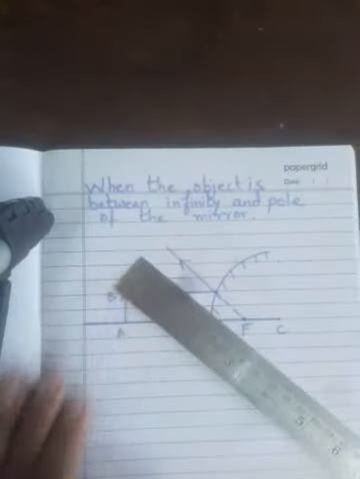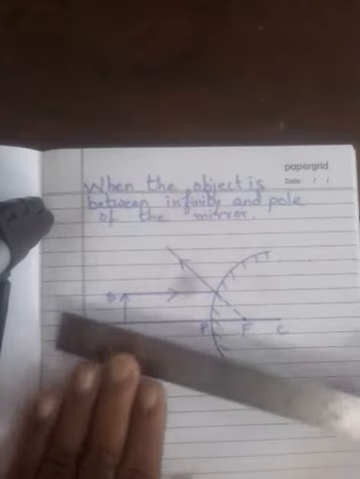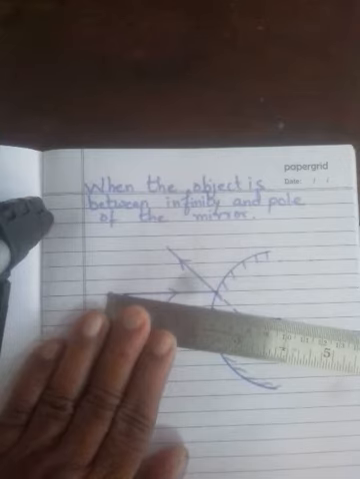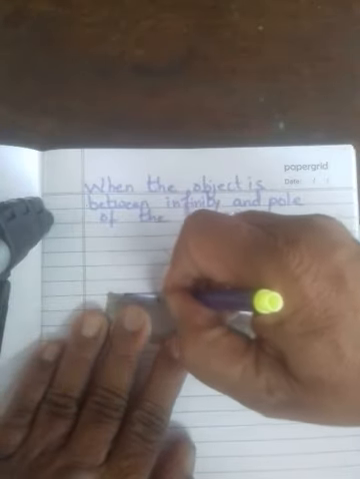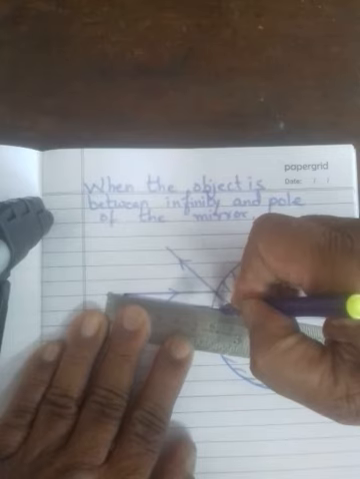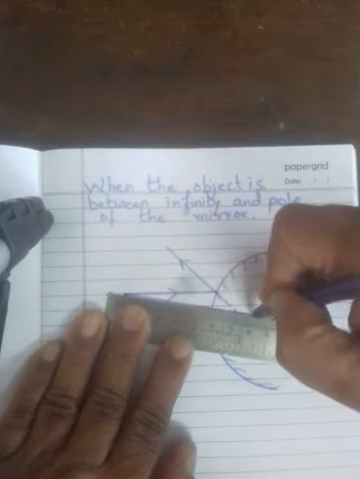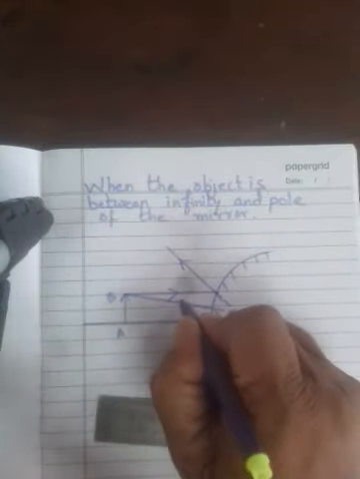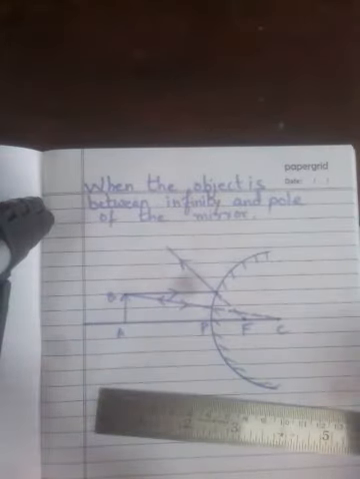It will get diverged from the focus. Now another ray of light you have to take, passing through the center of curvature, and the ray of light which is passing through the center of curvature will get reflected back along the same line. Okay, and this ray will be produced behind. This ray of light we have taken passing through the center of curvature will get reflected back along the same line.